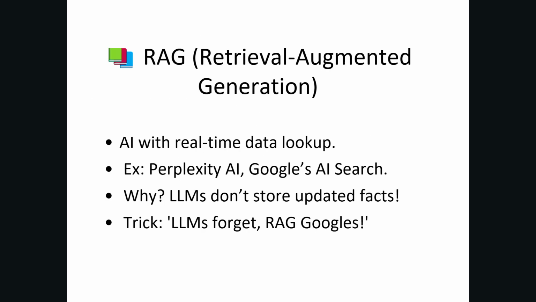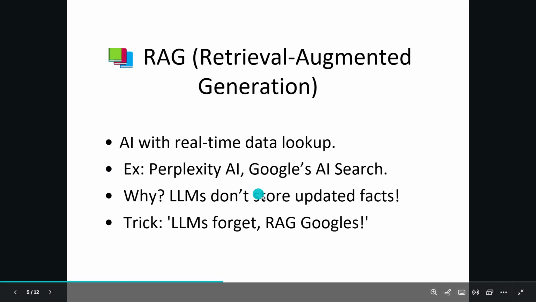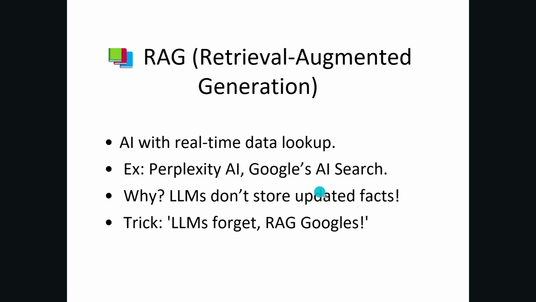And next comes RAG, Retrieval Augmented Generation. AI models don't store updated facts, right? So AI with a real-time data lookup is Retrieval Augmented Generation. It helps fetch real-time info. Examples are Perplexity AI and Google's AI search. Here is a small trick: LLMs forget, but RAG Googles.